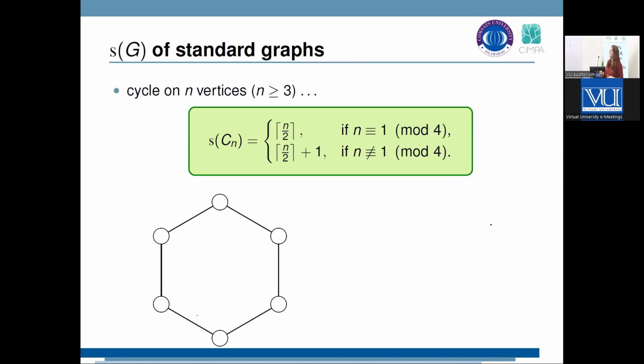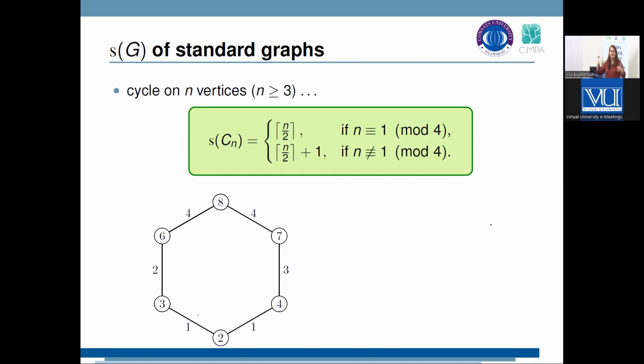And again, for illustration, we have a cycle of 6 vertices. 6 is congruent to 2 modulo 4. So we get that the irregularity strength of the graph will be 6 over 3 plus 1. 6 over 2 is 3, plus 1 is 4. So we have this labeling. And when we check the weights, we see that they are all distinct.